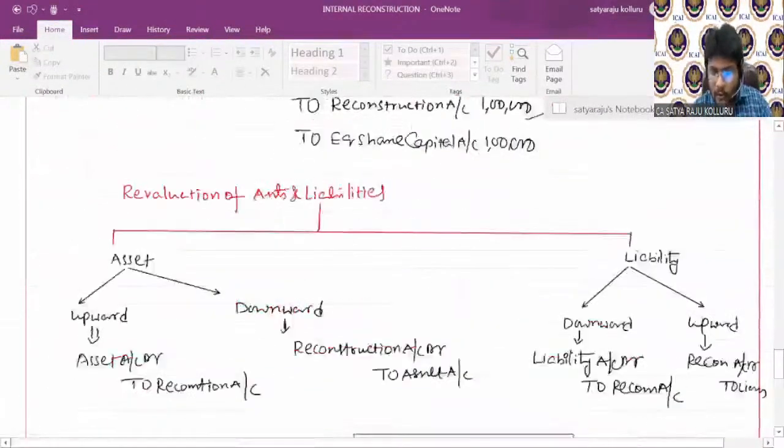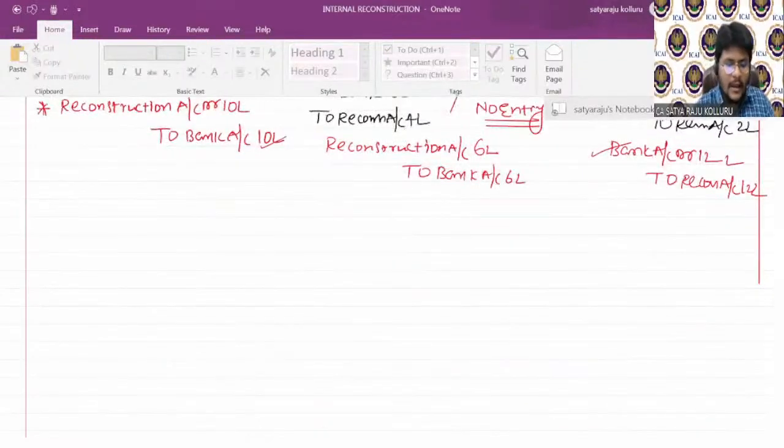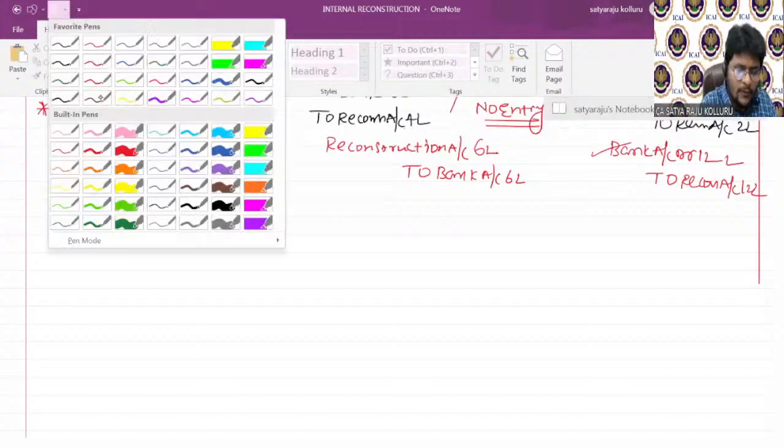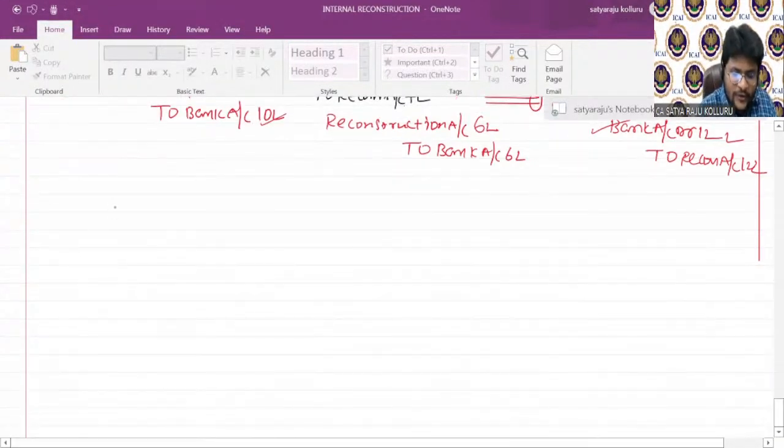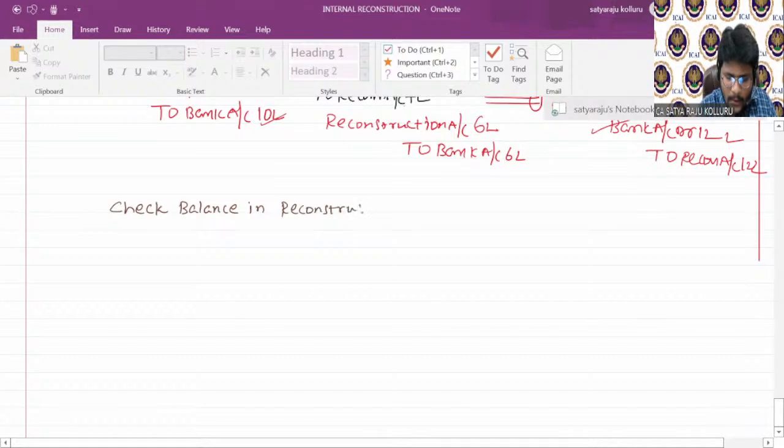Now, till the end of my discussion, guys, please all of you concentrate. Sir, after completion of the procedure, what do I need to do? Once the accounting treatment is over, then what do I need to do? I need to check first the balance in the reconstruction account or capital reduction account. First, I need to check how much balance is there.